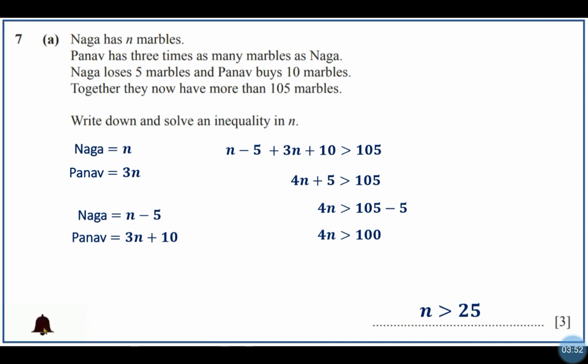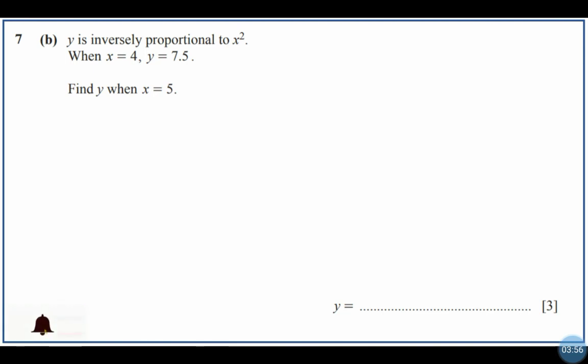Okay, let's go to letter B. Y is inversely proportional to x squared. When x is equal to 4, y is equal to 7.5. Find y when x is equal to 5.